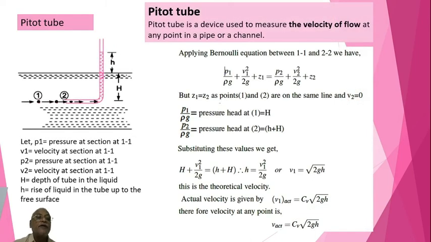Okay, here let P1 be the pressure at section 1. That is section 1, that is section 2, right? P1, V1 velocity, P2 pressure at section 2, and V2 velocity at section 2, there is a printing mistake here. H is the depth of the tube in the liquid.